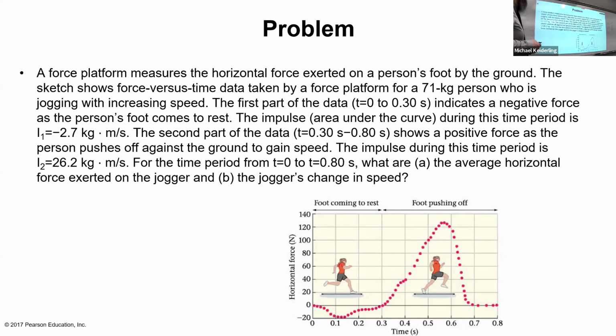And then the second part of the data from 0.3 to 0.8 shows a positive force as the person pushes off against the ground to gain speed. The impulse during the first part is negative 2.7 kilogram meters per second. The impulse during the second part is 26.2 kilogram meters per second. So for the time period from 0 to 0.8 seconds, what are the average horizontal force exerted on the jogger and the jogger's change in speed?